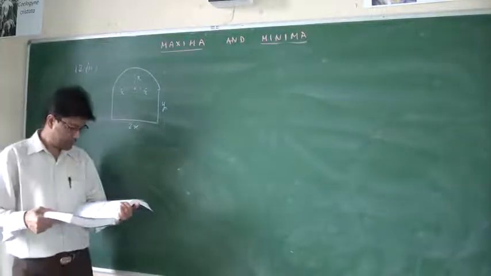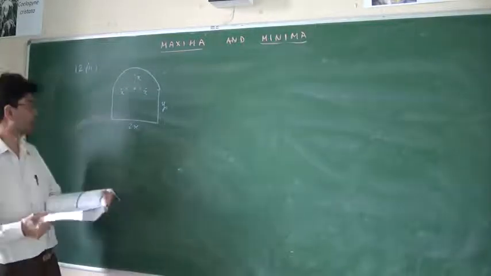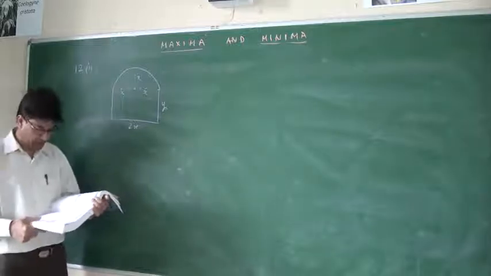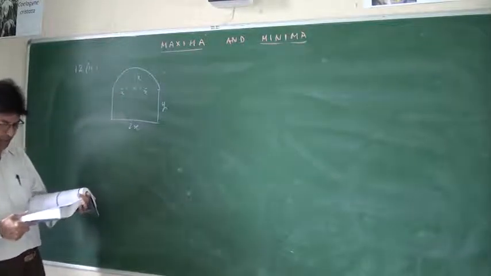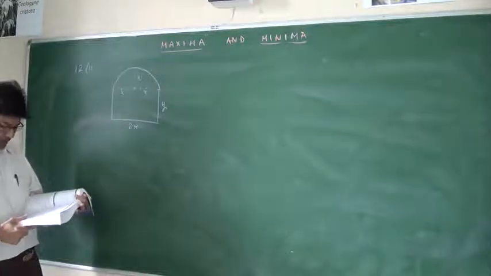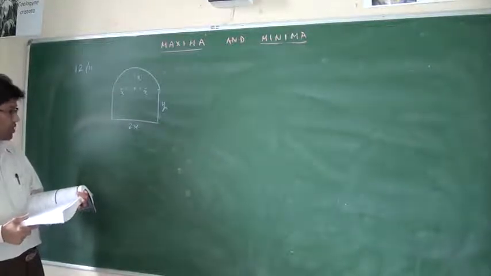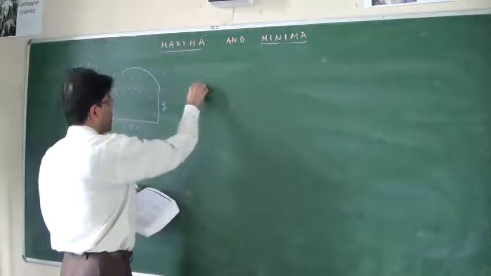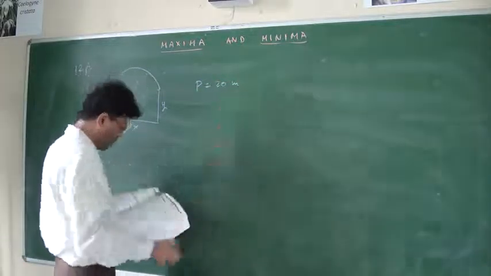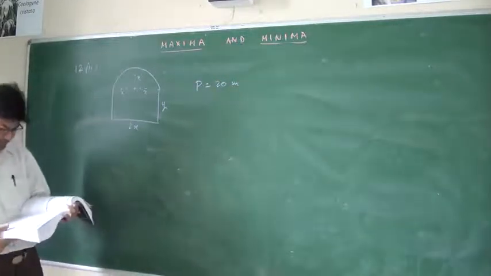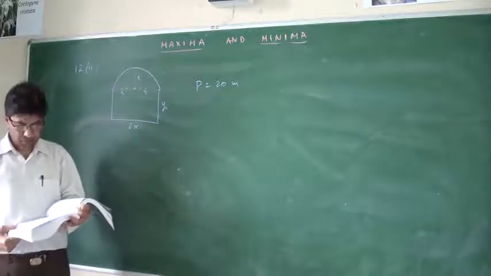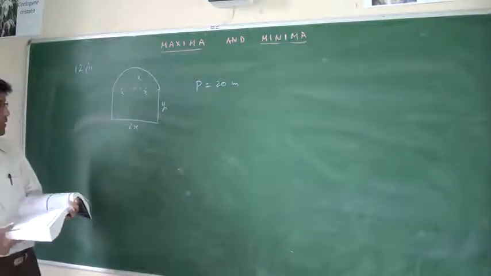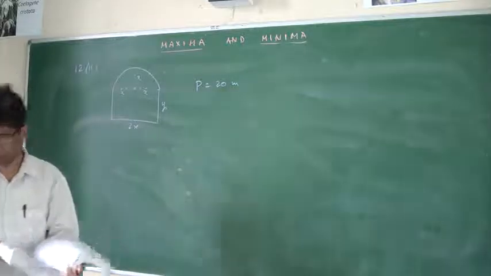Exercise 10, section A, question number 12, subdivision 2. The question is, a figure consists of a semicircle with a rectangle on its diameter. Given that the perimeter of the figure is 20 meters, you have to find out the dimensions in order that its area is maximum.